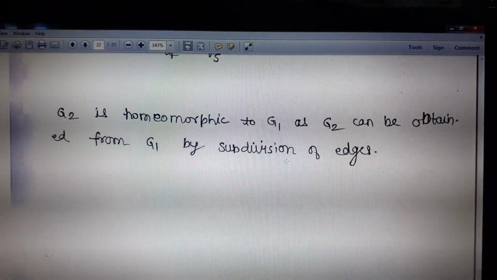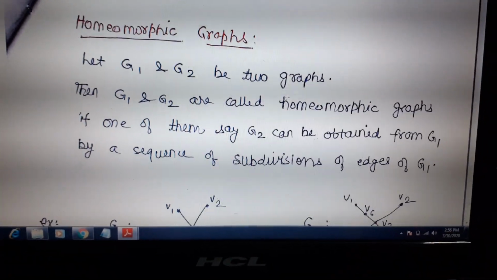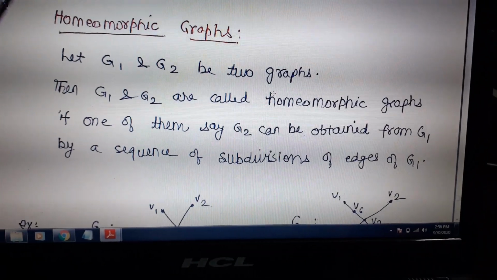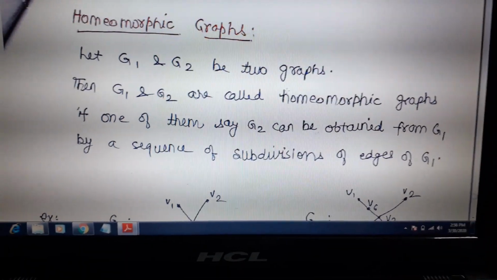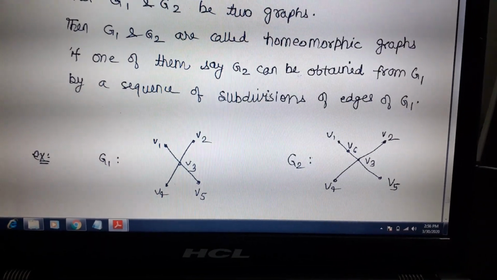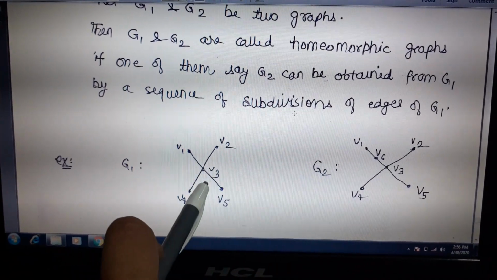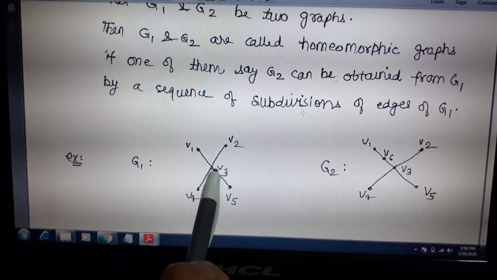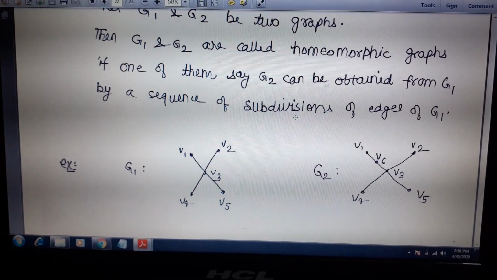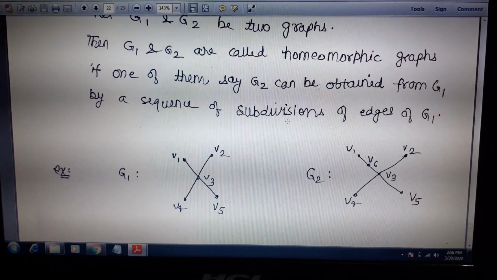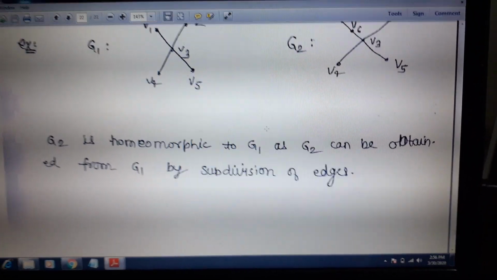Another definition of homeomorphism is this. Homeomorphic graph. Suppose you are given two graphs G1 and G2. Then G1 and G2 are called homeomorphic graphs if one of them can be obtained from the other by a sequence of subdivisions of edges, like here. This graph can be obtained from this graph by subdivision of edges. We subdivide the edge V1V3 into V1V6 and V6V3. If one graph can be obtained from the other by subdivision of edges, then the graphs are said to be homeomorphic graphs. That's all for the topic.